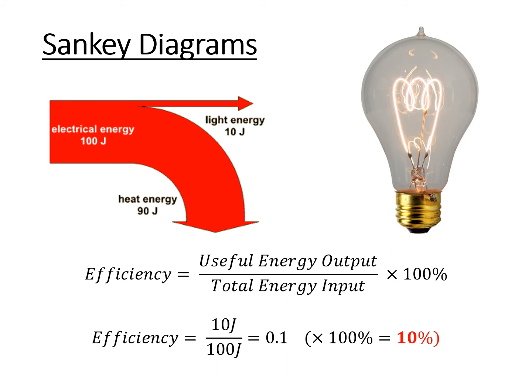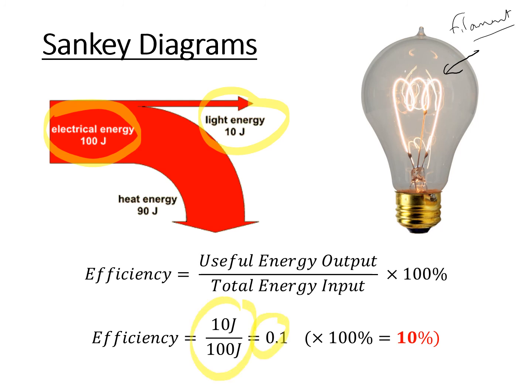Here is a Sankey diagram of a filament light bulb. We can tell it's a filament because it's got this little wire in here. It's called a filament, and these are very inefficient because it's a wire that gets hot. So lots of energy wasted there. So 10 joules is the useful output. The total input was 100. So it's 10 divided by 100 is 0.1, 10%.